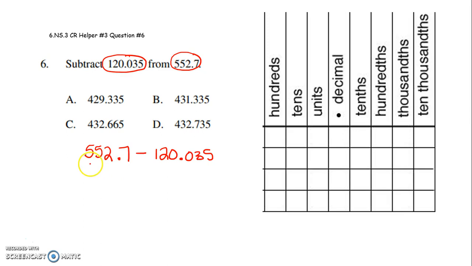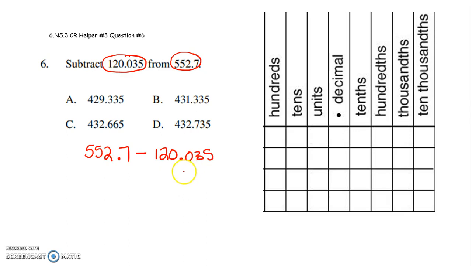All right, so one thing I try to do is I try to estimate. Now all your answers are fairly reasonable, so estimation is not going to make a big difference right now. But I would round this to like 550, and I would round this to like 100, just to make easy numbers for me. So 550 minus 100, my answer should be somewhere around 450. And all these are, so that doesn't really help us. What the whole point in rounding is, if you had decimal points in different places, then rounding really would help.